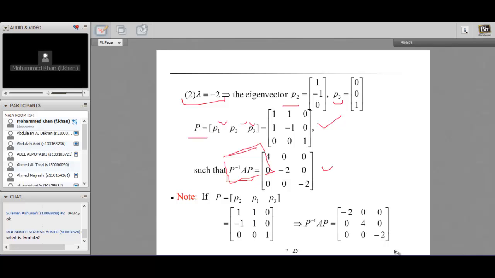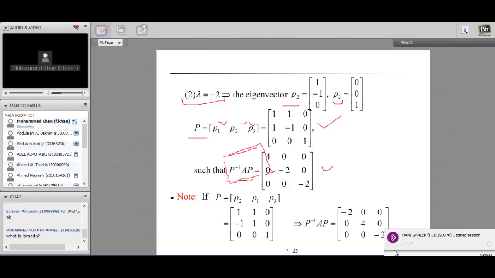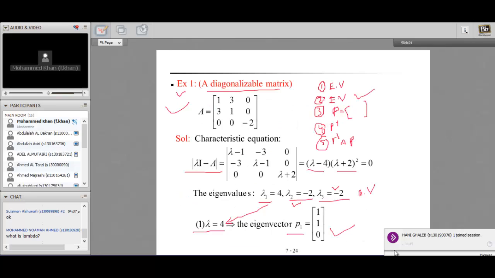Yes, your question is what is lambda? I told you everything, and at the last you asked what is lambda. Lambda is any scalar. We found the value of lambda in every question. Whatever the value, these are constants.